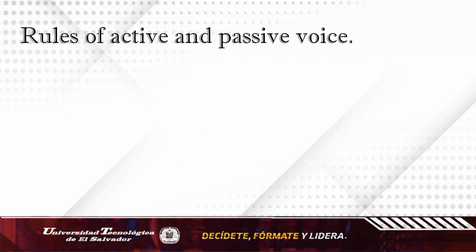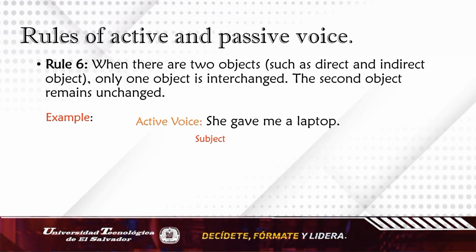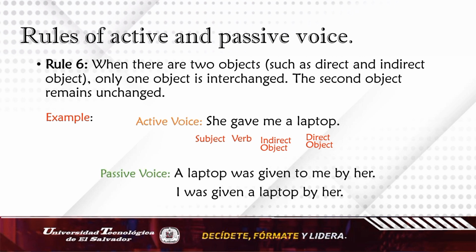And finally, Rule 6. When there are two objects, such as direct and indirect object, only one object is interchanged. The second object remains unchanged. For example, she gave me a laptop. In this sentence, the subject is she, the verb is gave, the indirect object is me, and the direct object is laptop. Changed into passive it could be, a laptop was given to me by her, or I was given a laptop by her.